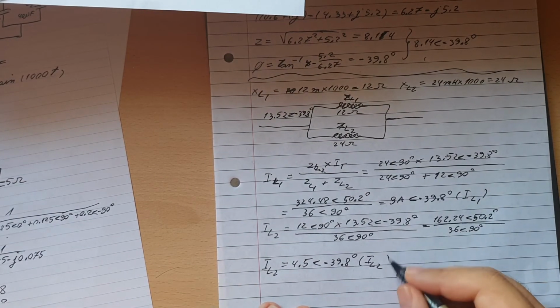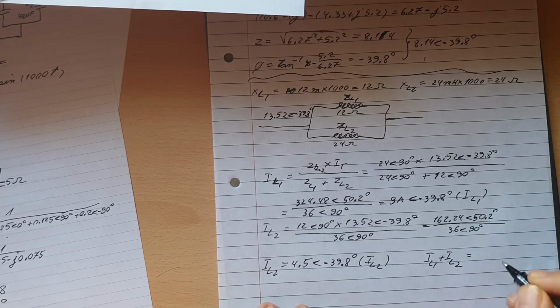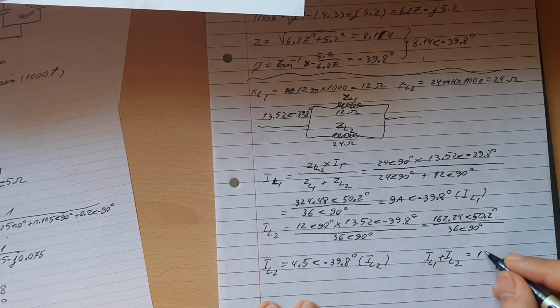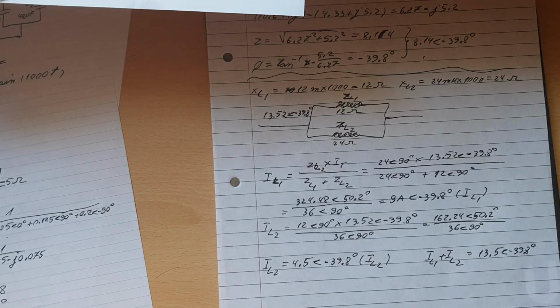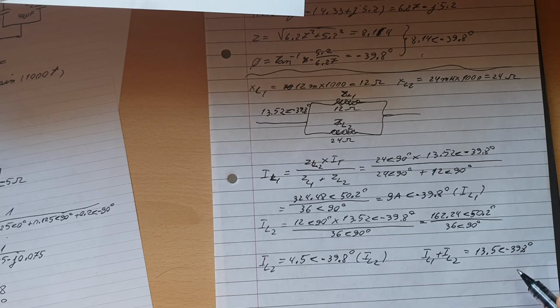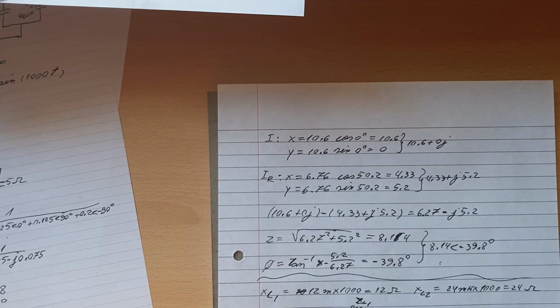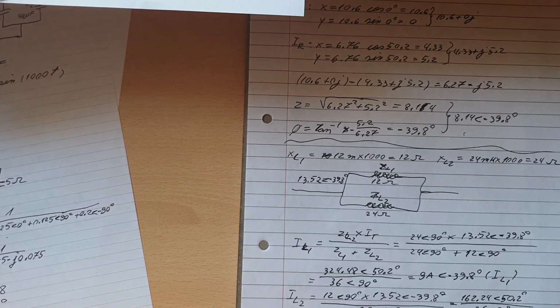So when you add them together, IL1 plus IL2, that will be equal to 13.5 at an angle of minus 39.8 degrees. Now the last step would be to convert this, no, actually, that's it. I don't need to convert it into rectangular and back to polar, because this one is already 13.52 at an angle of minus 39.8, and we got the same answer when you add those two together.